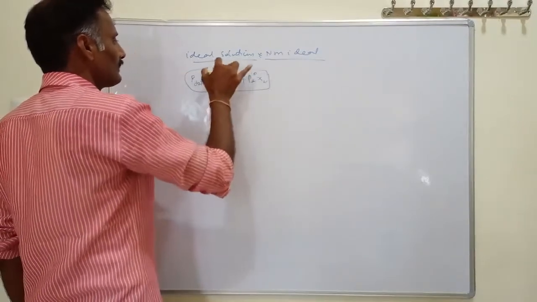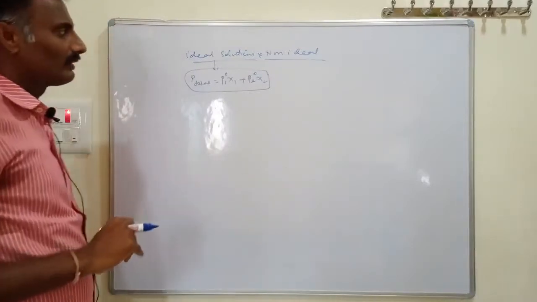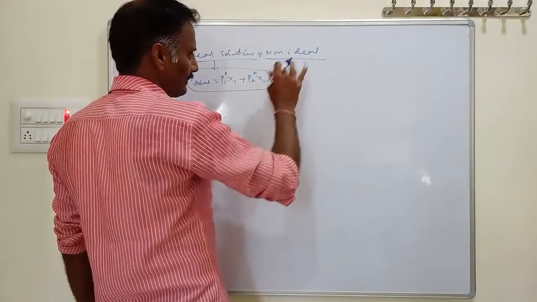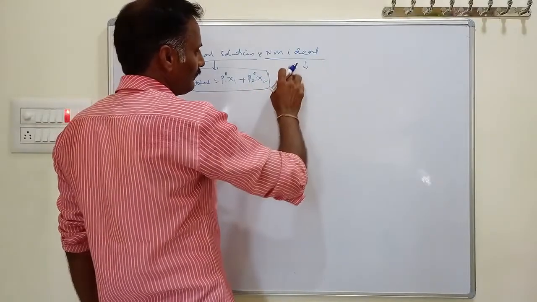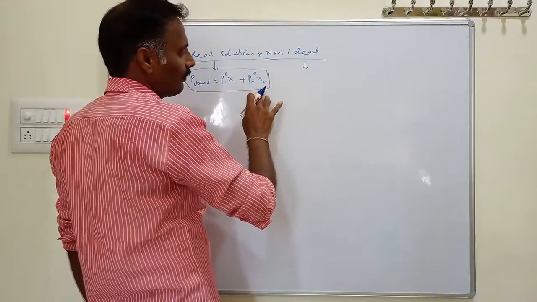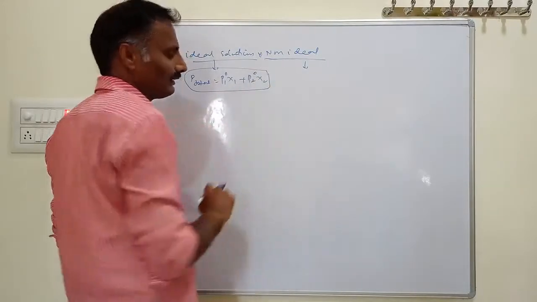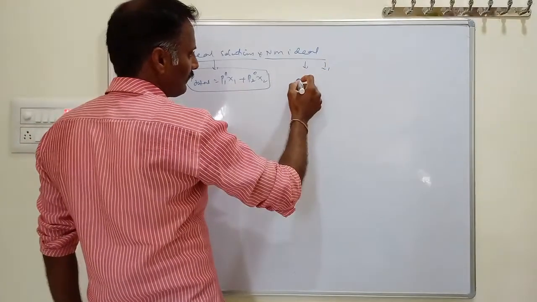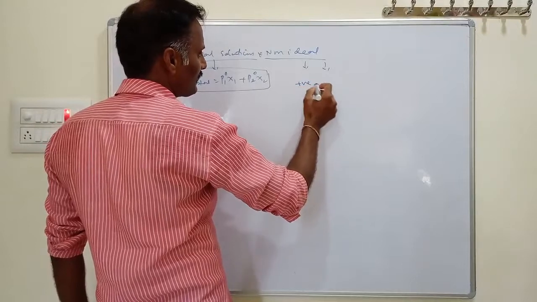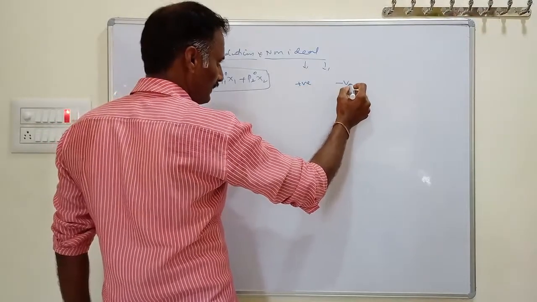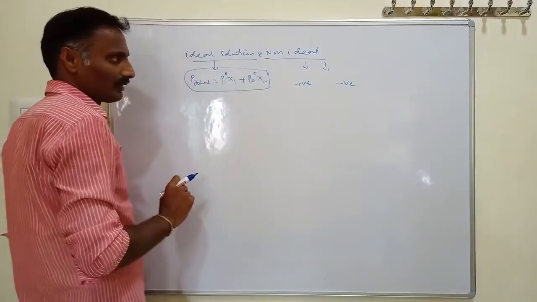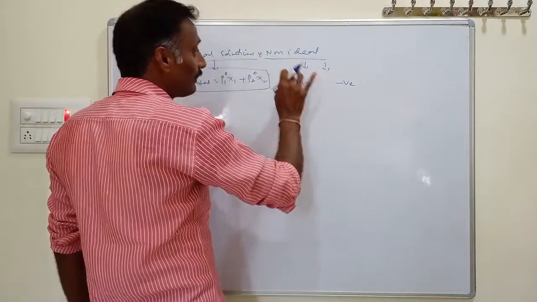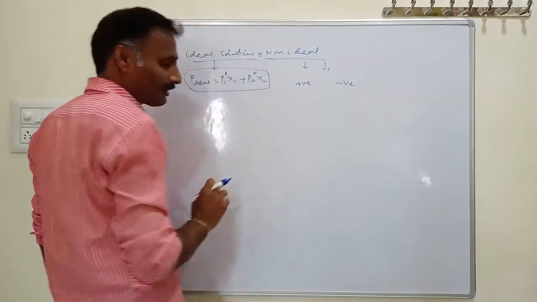If any solution obeys this law, those solutions are called ideal solutions. And any solution which deviates from Raoult's law, nothing but a solution which does not obey Raoult's law over the entire range of concentration, is called a non-ideal solution. Then non-ideal solutions are of two types: non-ideal solutions showing positive deviation and non-ideal solutions showing negative deviation. Like that, we have two types of non-ideal solutions.